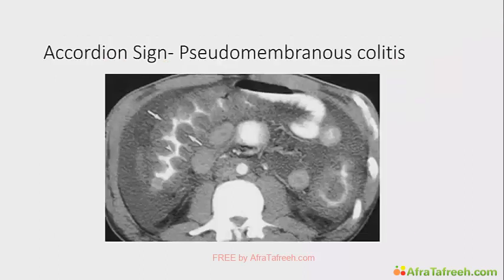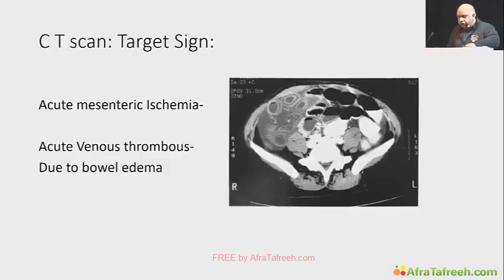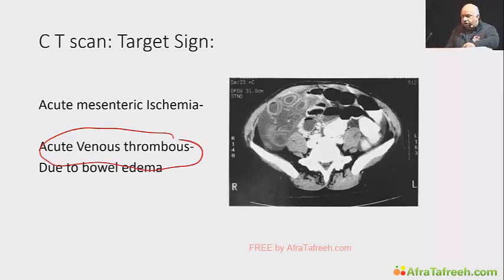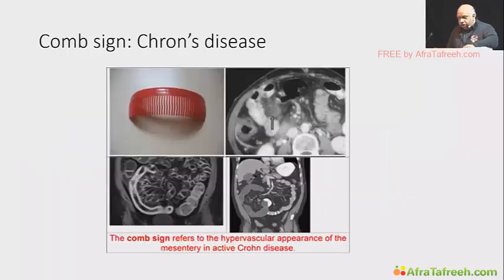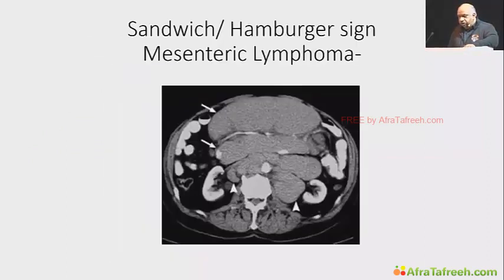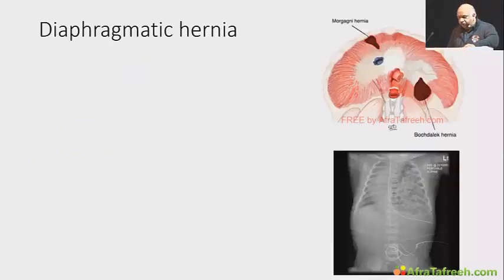Now, accordion sign is seen in pseudomembranous colitis. Target sign is seen in acute mesenteric ischemia, mainly venous thrombosis. You get this when there is bowel wall edema. So in arterial thrombus or embolus you will not get it, only in venous thrombosis, with edema. So target sign, you get an edema, that is basically acute venous thrombosis. And comb sign, as you know, is Crohn's disease. This is due to mesenteric edema, mesenteric fat creeping and hypervascularity. Sandwich sign is mesenteric lymphoma.